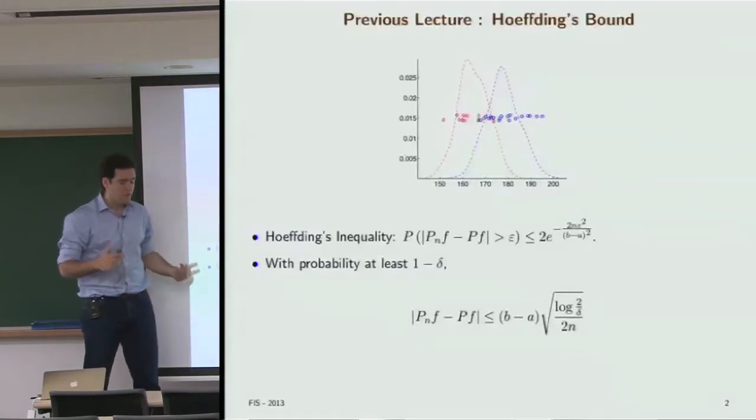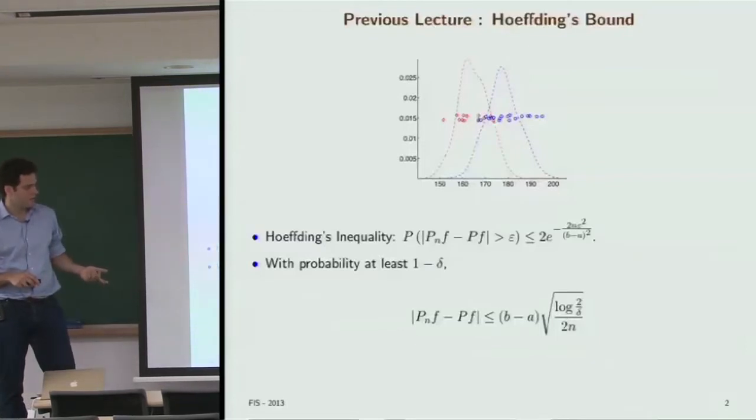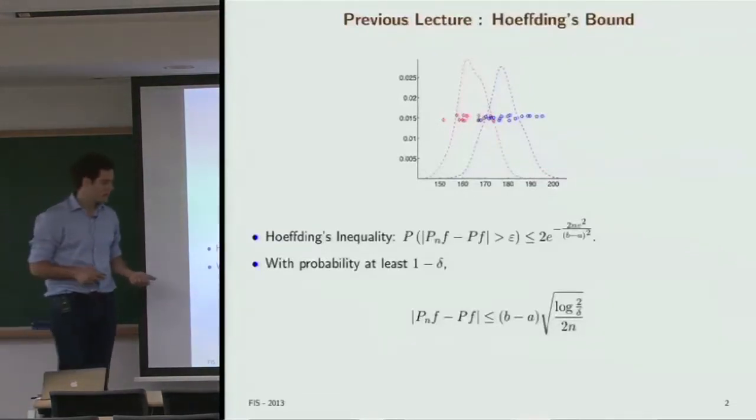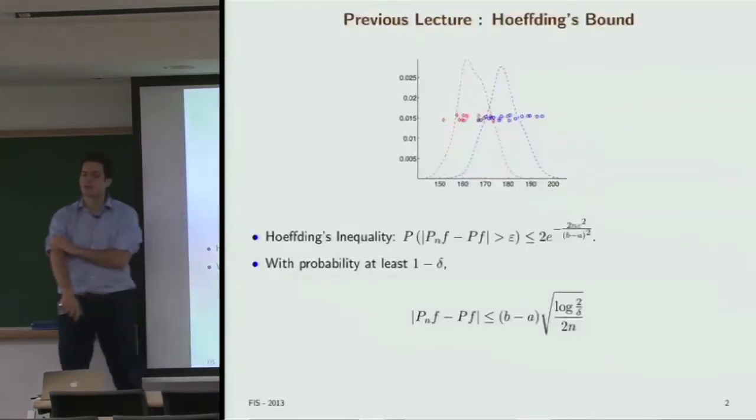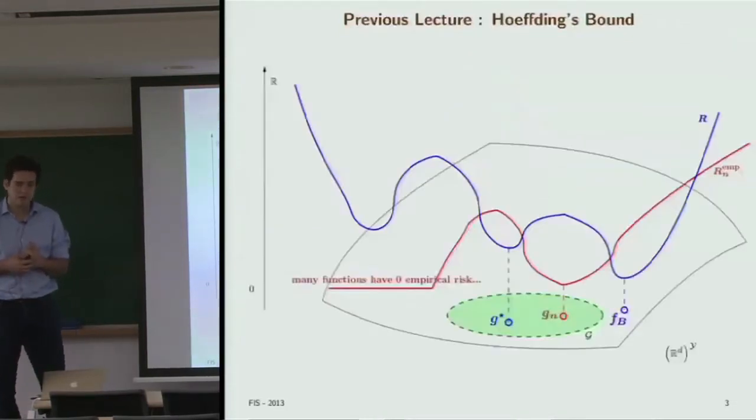If you rephrase this in a more intuitive way by just taking the inverse of this function of epsilon, you get that with probability at least 1 minus delta, if you write delta for this, the difference between the empirical and the true means is controlled by this term. And this term basically decreases with the square root of 1 over n. So this is a fundamental property that we have been using throughout the lectures.